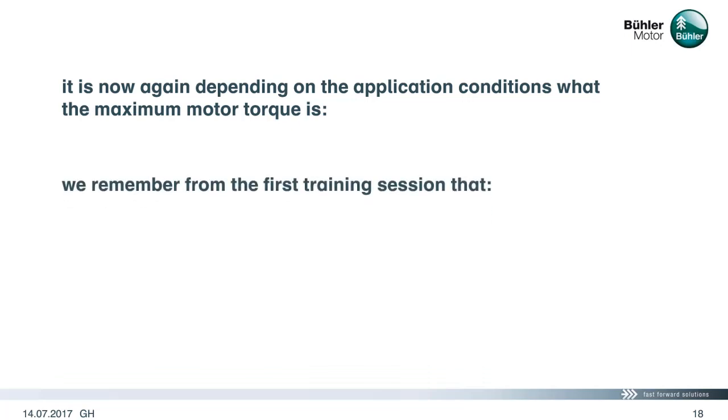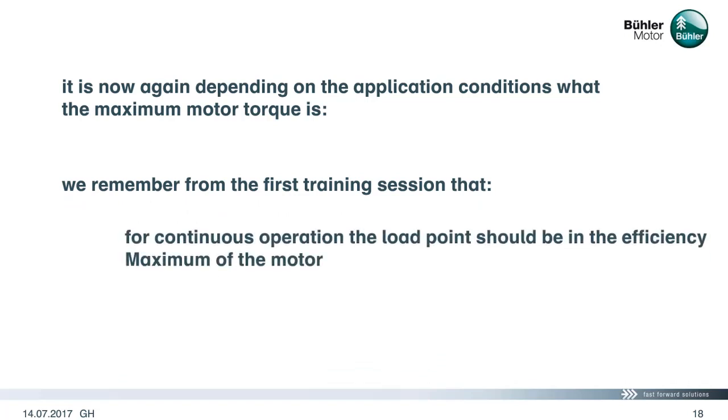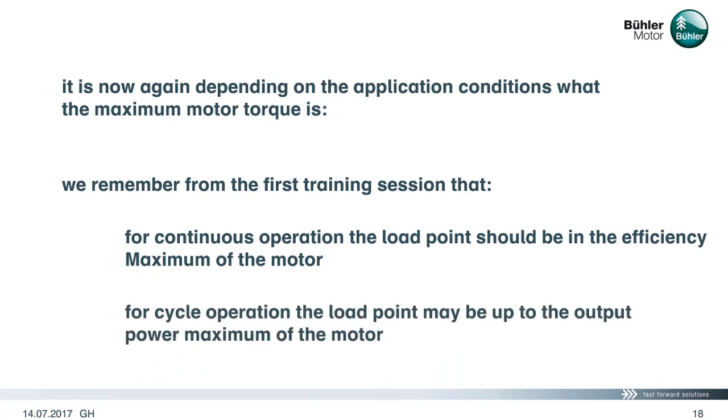We remember from the first training session that for continuous operation the load point should be in the efficiency maximum of the motor. For cycle operation, the load point may be up to the output power maximum of the motor. Like in the first two sessions, a practical example will show by concrete numbers how the gear motor approach typically works.